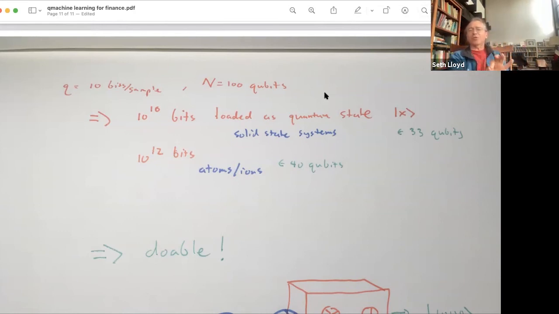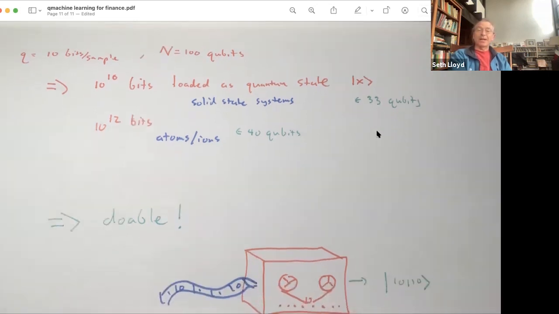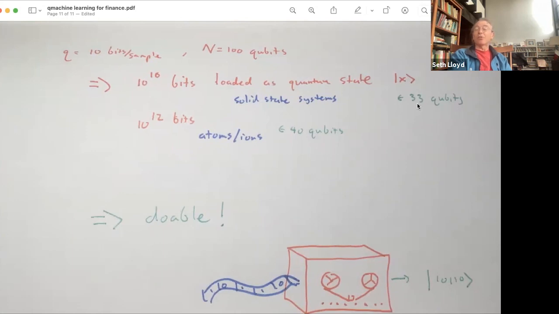And so you just do this analysis for, say, superconducting circuits. These are the circuits we have now, right? And it's going to get better in the future. You find that you can get around 10 to the 10th bits loaded into quantum states in superconducting circuits. This is a 33 qubit superconducting circuit or something like that. Well, if you could have 100 qubits, that'd be fine.